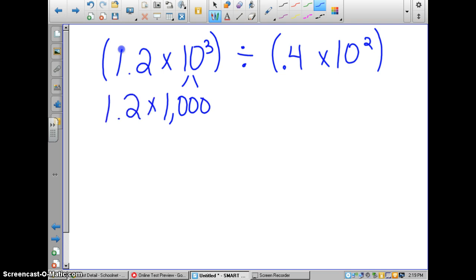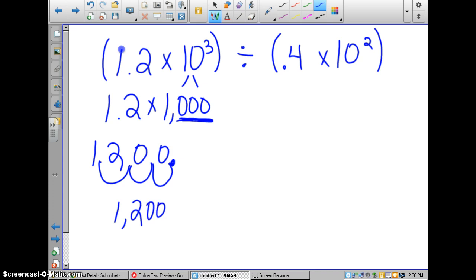Now I'm left with 1 2/10 times 1,000. What we just said with our last problem, I've got 3 zeros that I'm multiplying. I'm going to move my decimal 3 places to the right. My decimal is here at the 1.2. I'm going to move it 3 places real quick. 1, 2, 3. There's my decimal. I'm going to fill in those empty spots with zeros. Now I have 1,200. There we go. That was easy.